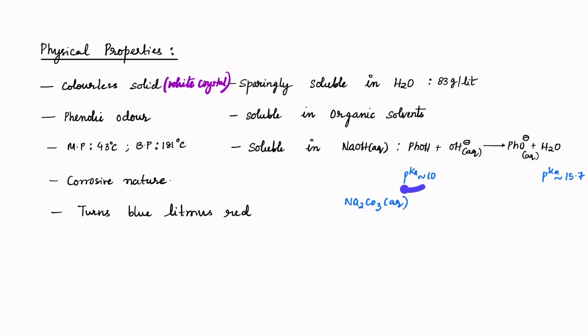You can see phenol, which has the pKa value of around 10, forms water, which is 15.7. So this reaction is feasible. Okay, but the same reaction is not feasible when it comes to Na2CO3. So I can say it is insoluble in sodium bicarbonate, but soluble in sodium carbonate aqueous solution. Correct.